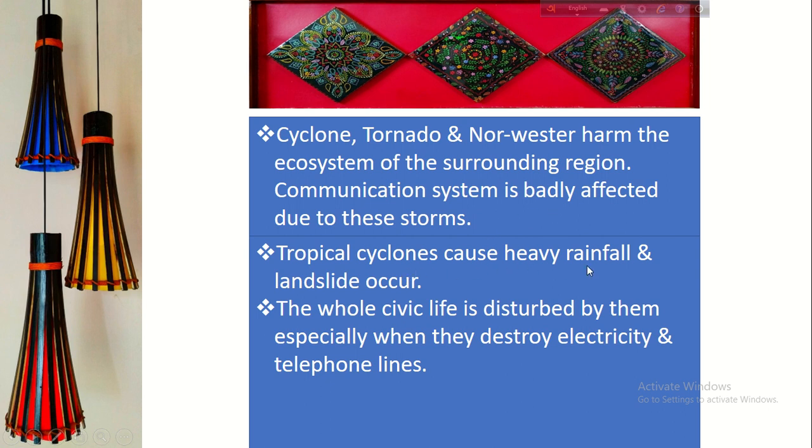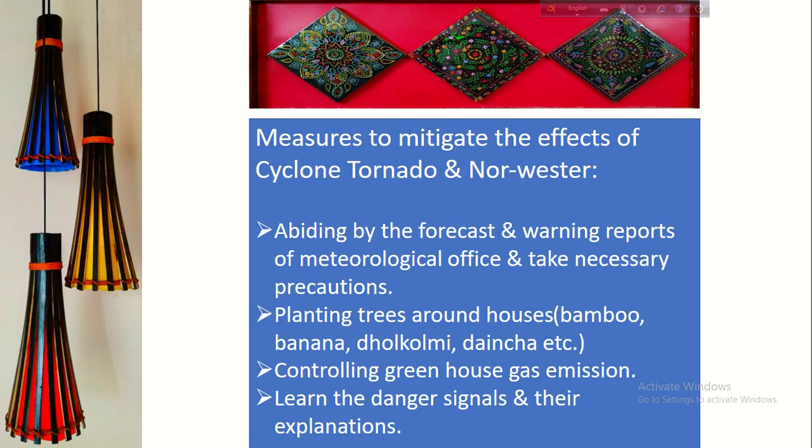Tropical cyclones can cause heavy rainfall and landslides. The whole civic life is disturbed by them, especially when they destroy electricity and telephone lines. So these are the important impacts of cyclone and tornado.